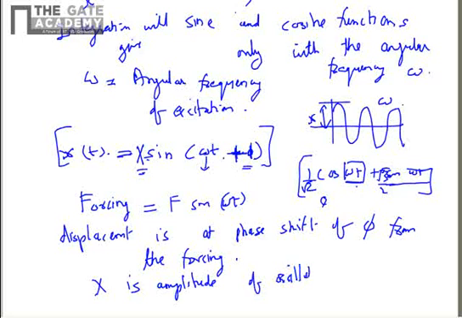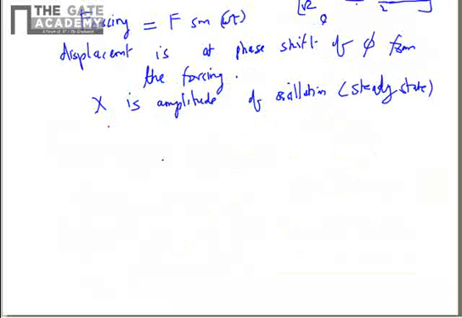Amplitude of oscillation in the steady state, after the initial transients have died down, after the complementary function has died down. So we have to determine x and phi for the completion of the solution.